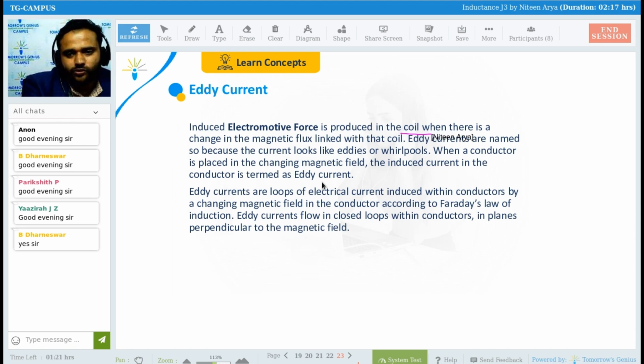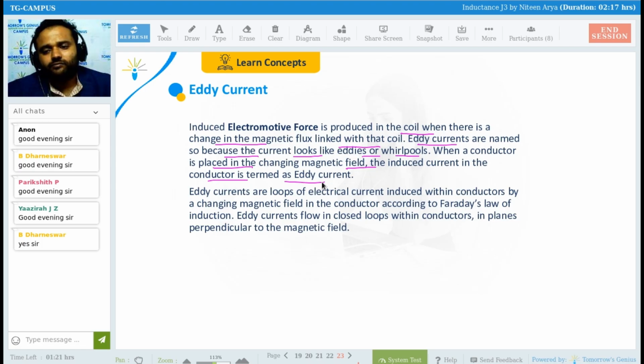Induced electromotive force is produced in the coil when there is a change in the magnetic flux linked with the coil. Eddy currents are named so because the current looks like eddies, or you can say whirlpool. When a conductor is placed in a changing magnetic field, the induced current in the conductor is termed eddy current.